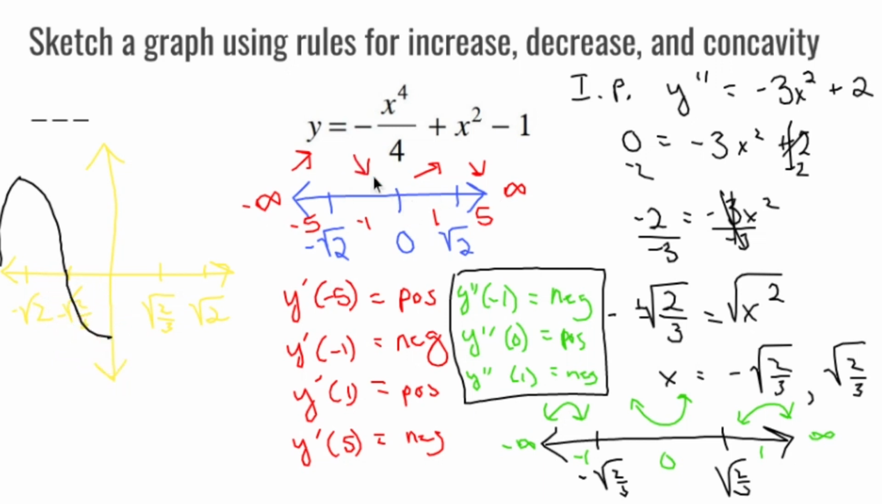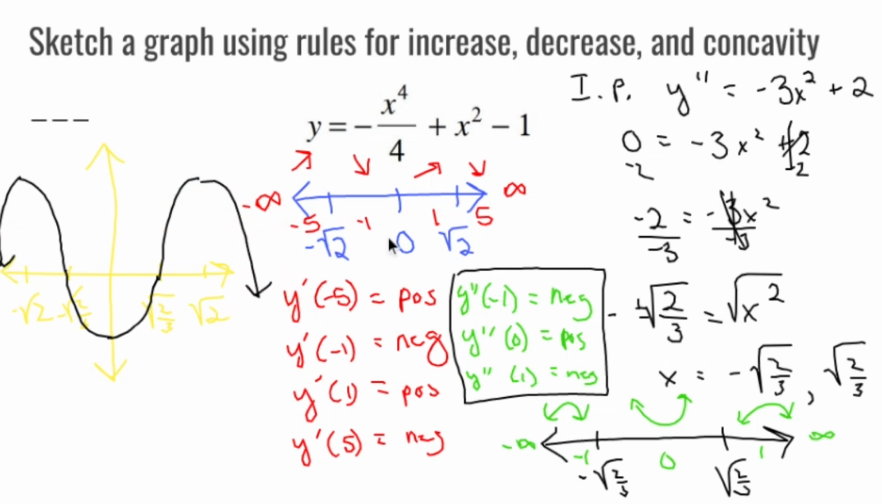Once I hit 0, my decrease becomes an increase and continues that trend until I hit positive square root of 2/3, where I become concave down again. Once I hit the square root of 2, my increase becomes a decrease, and so I get some kind of weird thing that looks like that.